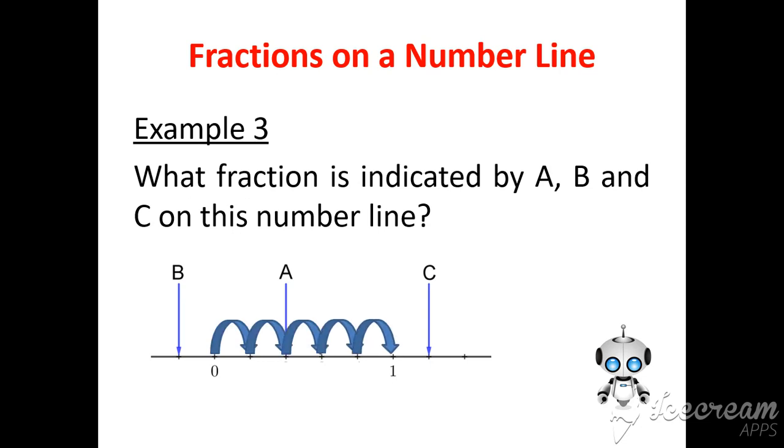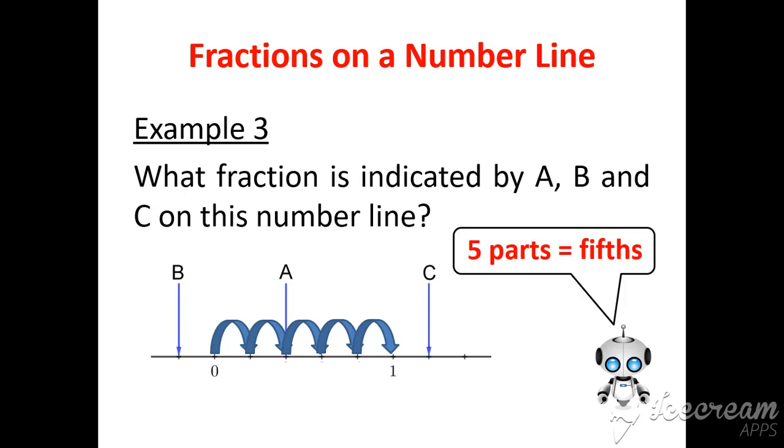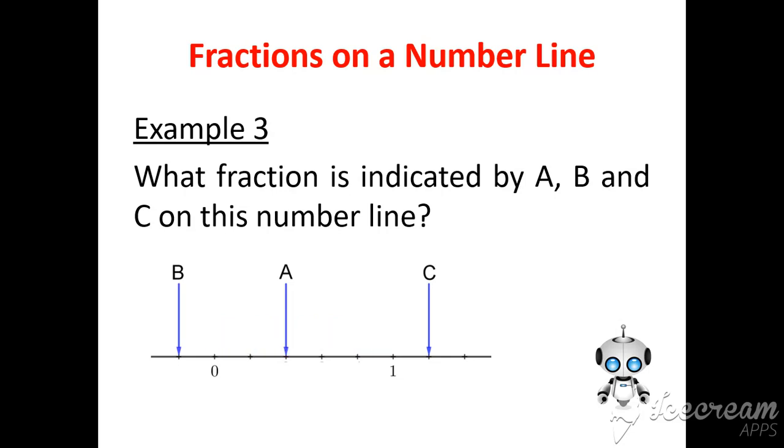So remember, when we broke it into 3, it was a third. When we broke it into 4, it was a quarter, or 1/4. So now we've got 5 spaces. So this is a fifth. A fifth is written as the fraction 1/5. A fifth. So here we go.